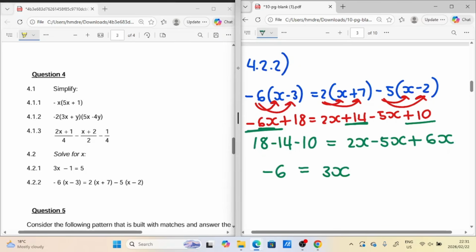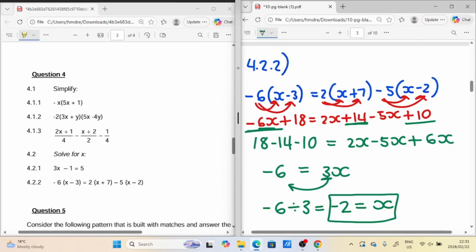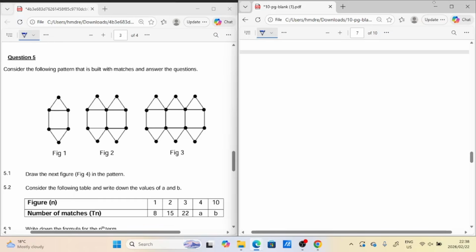Again, I want x by itself. I'm going to get rid of this 3. I was timesing by 3. I'm going to take it across, divide by 3. So minus 6 divided by 3 is equal to minus 2, which is equal to x. So in this case, x is equal to minus 2. So it's a little bit longer. Stay testing. Make sure you can multiply out and then simplify. But it's all steps you've done in the questions.